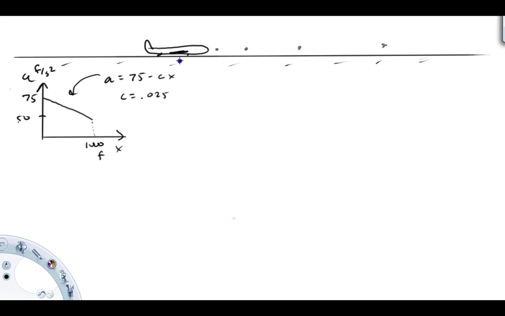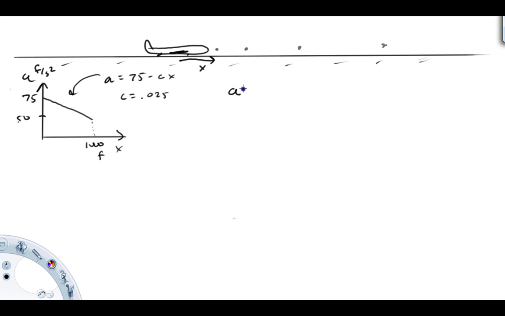The x is the x coordinate measured from maybe this position. I'm getting this right from the initial conditions of the problem, that at x equals 0 or at t equals 0 the plane is at rest. So I'm going to go ahead and measure it from its starting point. The first part of this problem is relatively straightforward.